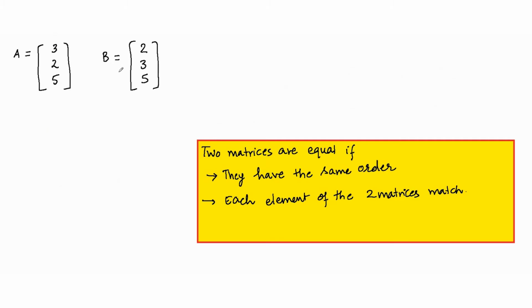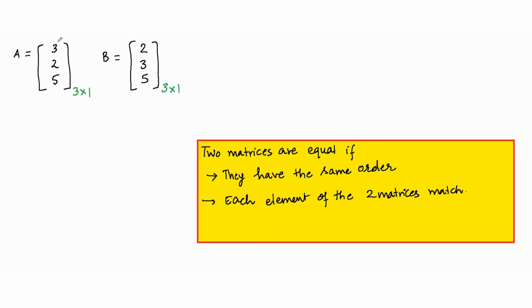So consider the two matrices A and B here. Let us first check their order. There are 3 rows and there is 1 column. So this matrix is 3 by 1 and this matrix is also a 3 by 1 matrix. The orders are equal to each other. Okay, so the first checkpoint is complete.